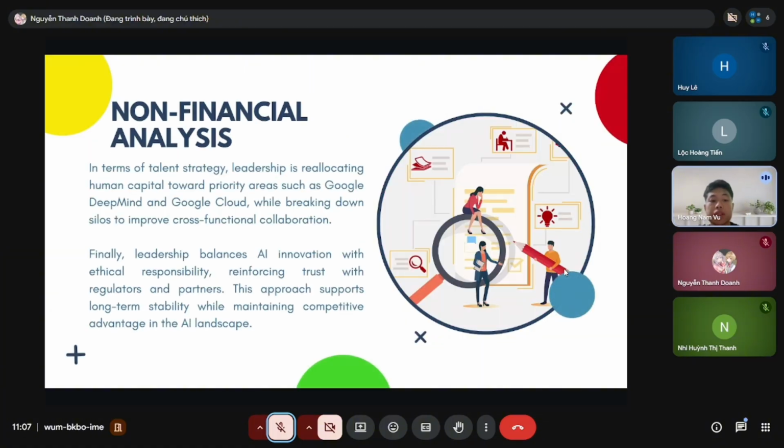In terms of talent strategy, leadership is reallocating human capital toward priority areas such as Google DeepMind and Google Cloud, while breaking down silos to improve cross-functional collaboration. Finally, leadership balances AI innovation with ethical responsibility, reinforcing trust with regulators and partners. This approach supports long-term stability while maintaining competitive advantage in the AI landscape.